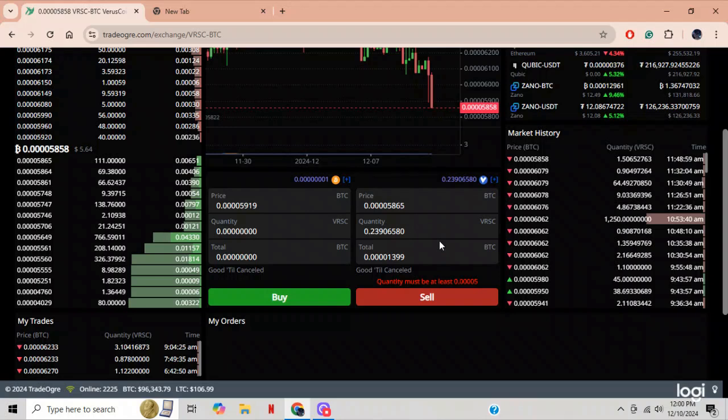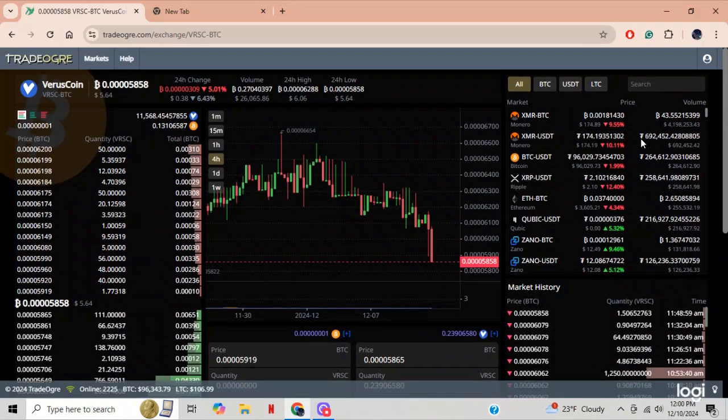I mean, you'll get some money, but not all that mining power that you expelled. You will not get it out because of the fees you got to pay, because nobody wants to deal with Verus Coin.